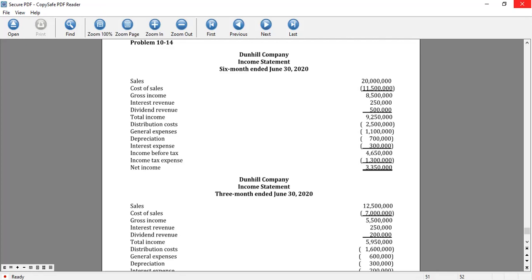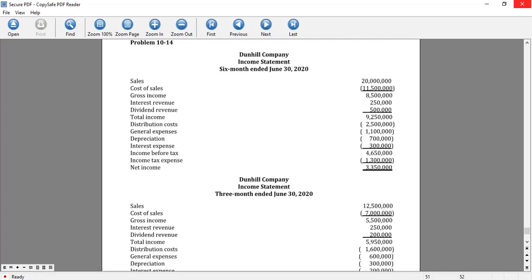So the interest revenue and dividend revenue are all given. For the interest revenue of 250,000 and the dividend revenue equal to 200,000. Now, the dividend revenue normally is actually to be added to other income.